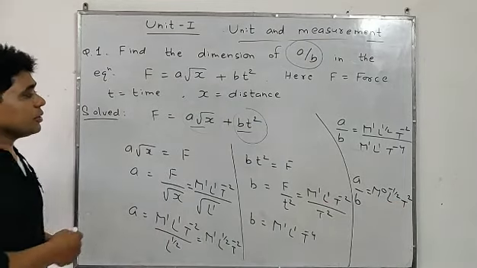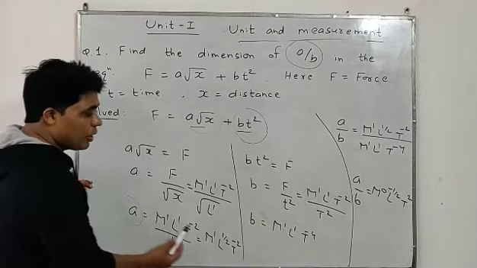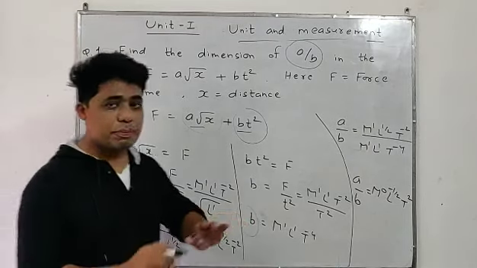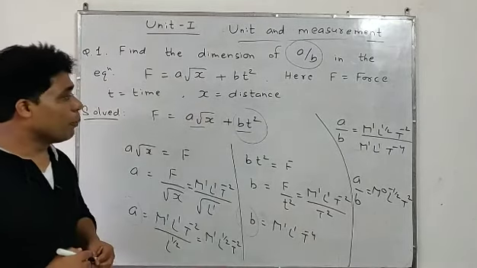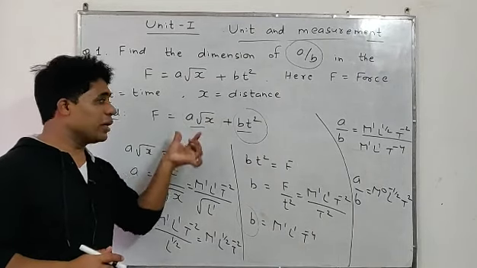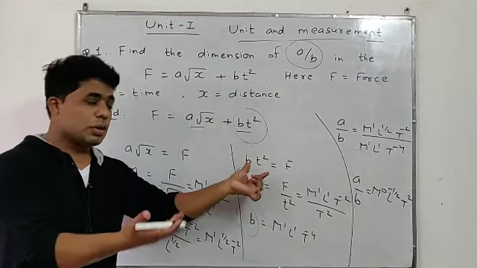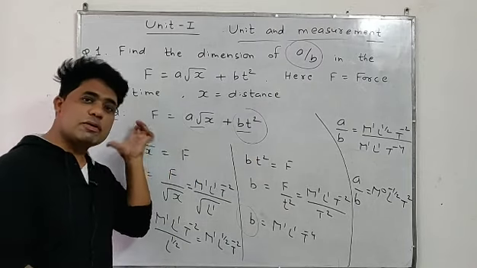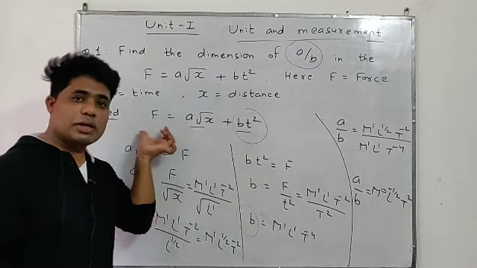What I did was simple: I found the dimension of A, I found the dimension of B, and just made the ratio A by B. The important concept was that if the entire equation equals force, each individual term should also equal force, because force plus force will give the result force. Equal components will give an equal result.